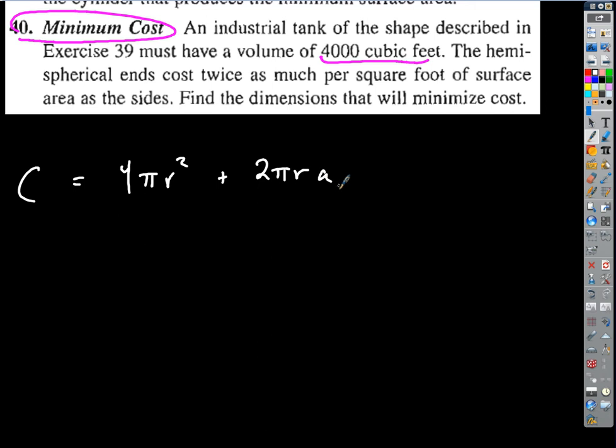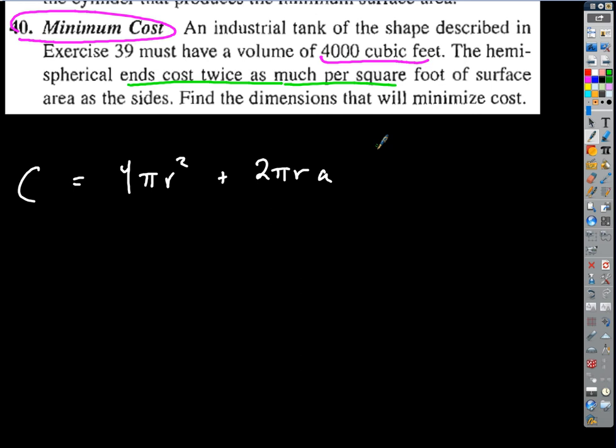But how do we introduce this? The hemispherical ends cost twice as much per square foot as the sides do. Do I just want to attach a 2 and a 1 there? What's wrong with that? It'd be like 2x. Okay, it's got to be, because we don't know. If I put a 2 out there, that's actually making the implicit assumption that the cost per square foot is 2 something, dollars or thousands, whatever it is, and this is 1.